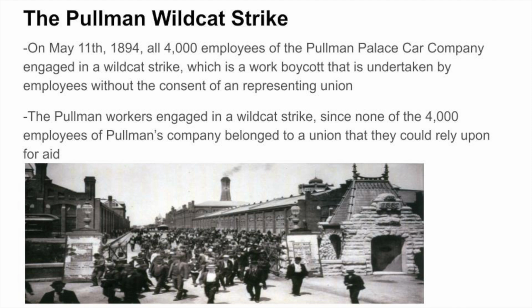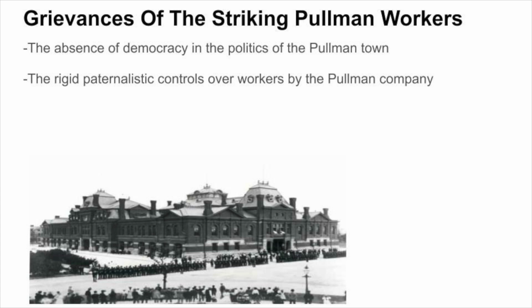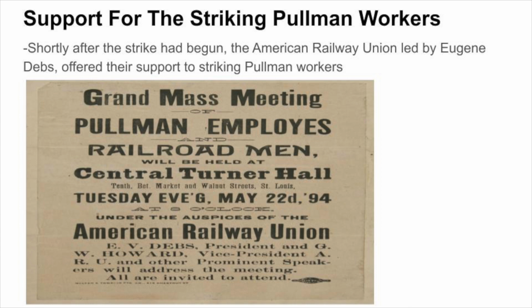The main grievances of the striking workers included the absence of democracy in the politics of the Pullman town, the rigid paternalistic controls over workers by the Pullman company, high water and gas rates, and a refusal by the Pullman Company to let workers buy and own houses in the area. Shortly after the strike had begun, the American Railway Union, led by Eugene Debs, offered their support to striking Pullman workers.